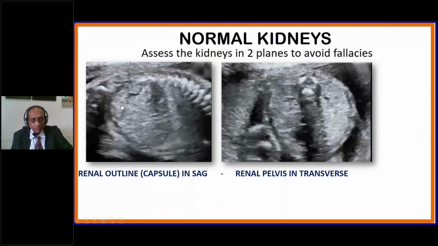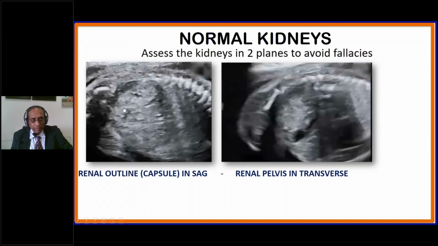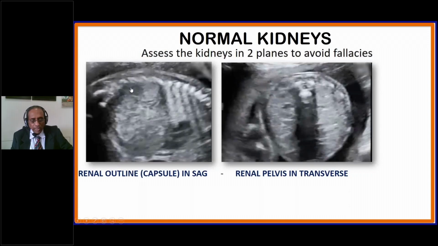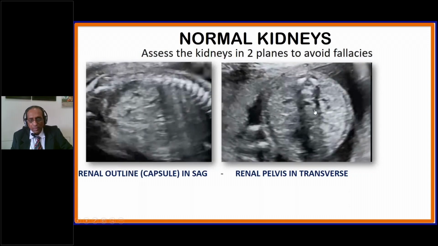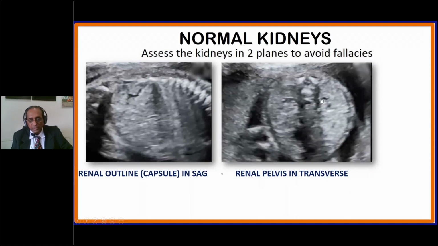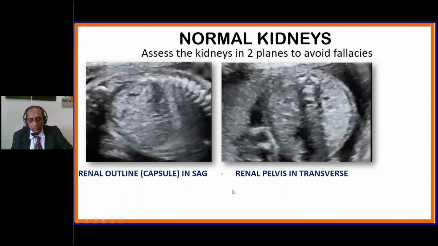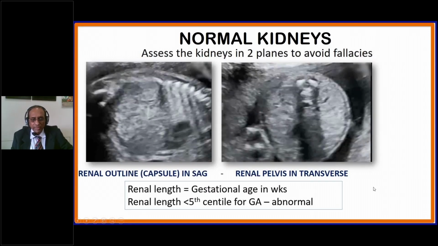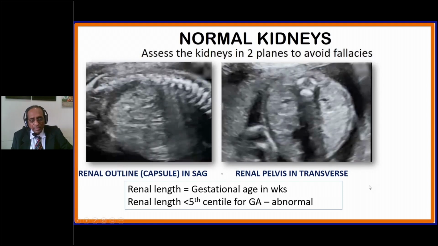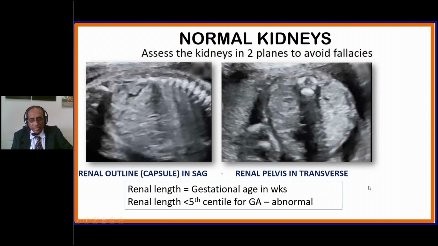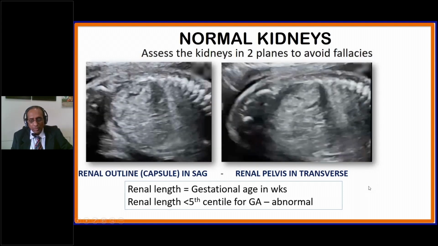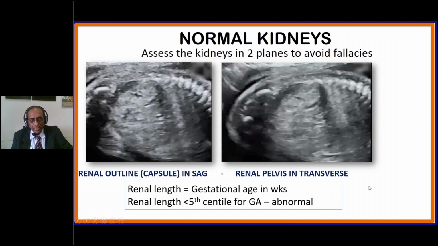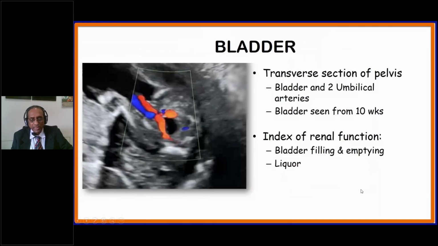The longitudinal or the sagittal plane, you can see the outline of the kidney in the capsule, and the kidney in transverse distinctly brings out the two renal pelvis. The renal length is equal to gestational age in weeks, and a renal length less than 5th centile for gestational age is considered as abnormal, and over the 95th centile is also considered as large kidneys.